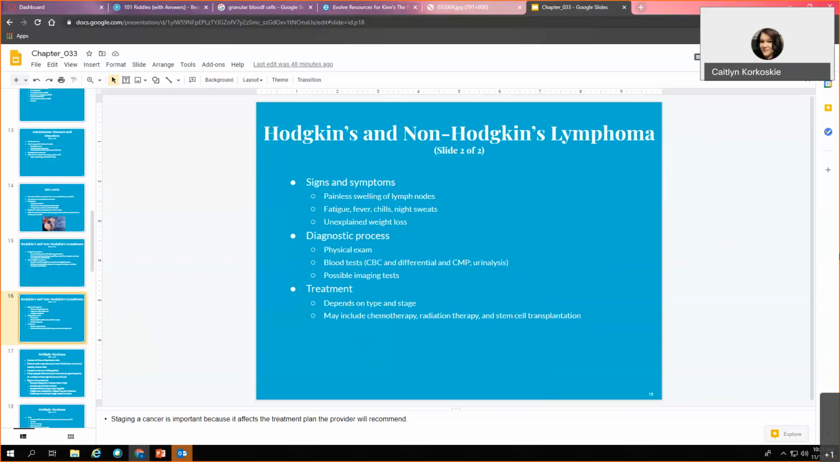But the doctor will do a physical exam and then do some of those blood tests that we were talking about earlier to check for an immune response. Sometimes they might do some type of imaging. It just depends on the severity of the case. And then treatments just depend on what stage they're in. Sometimes it might include chemotherapy or radiation. Sometimes stem cell transplants.